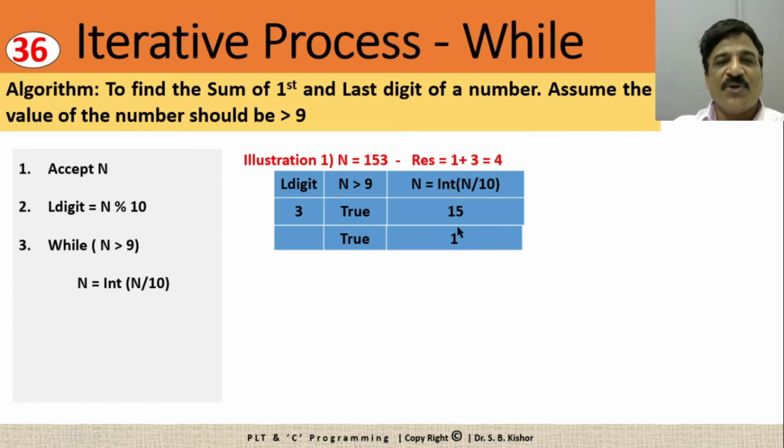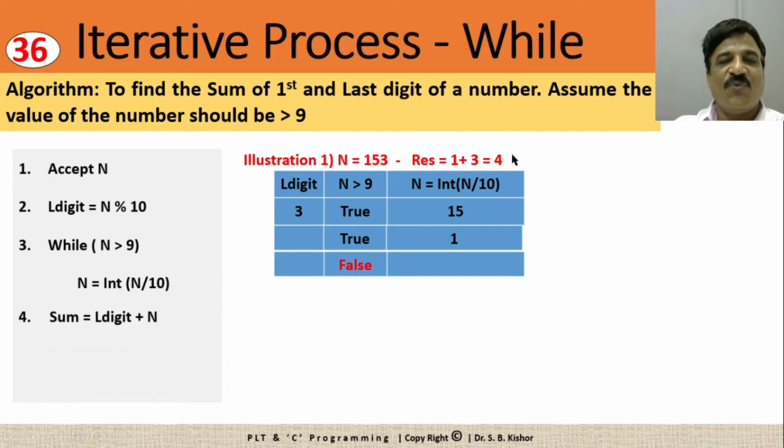So now finally, what do you need to do? Perform the addition of this last digit with the first digit, and that is how you will get what? The answer 4. Okay, and finally display the sum and stop.